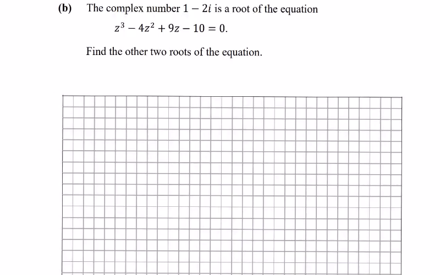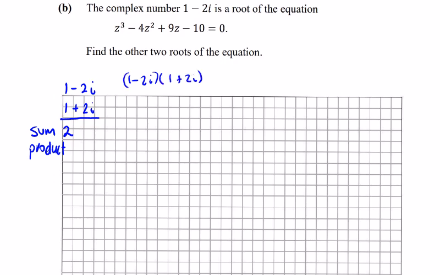So the approach to part B, if 1 minus 2i is a root, let's say that 1 plus 2i is a root. If we add these together, we get 2 for the sum, and if we multiply them to get the product, we're going to get 1 minus 2i by 1 plus 2i. Similar to part A, the i's will cancel, so we're going to get 1 minus 4i squared, which is equal to 1 plus 4, which is equal to 5. So the product is 5.